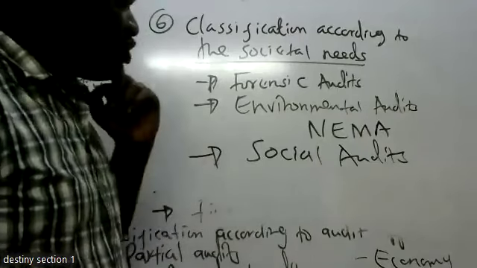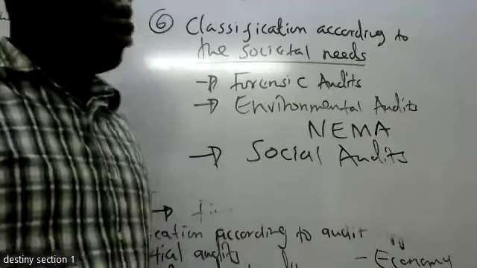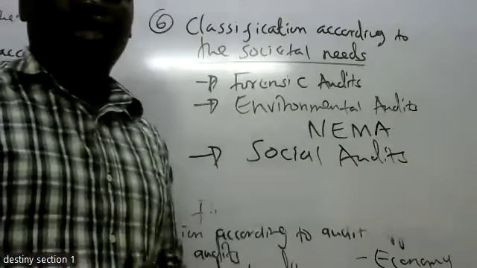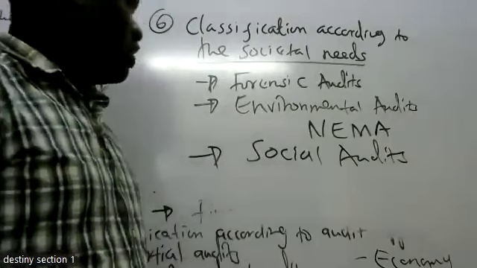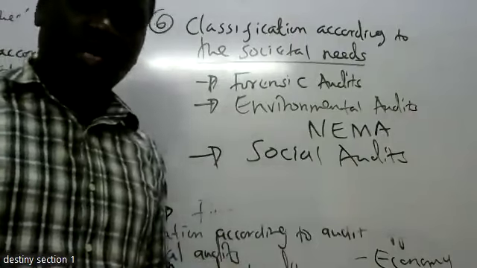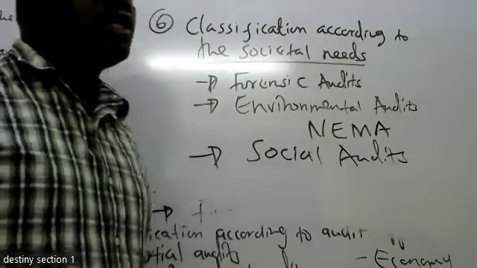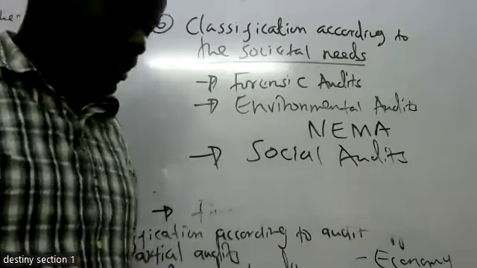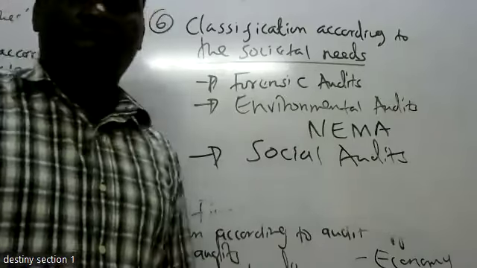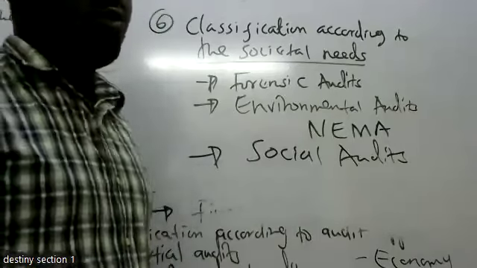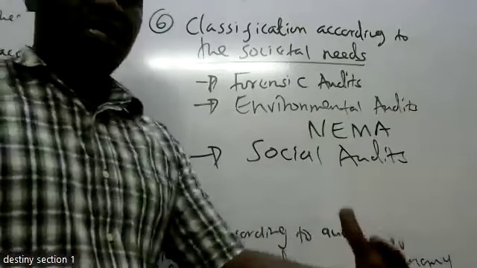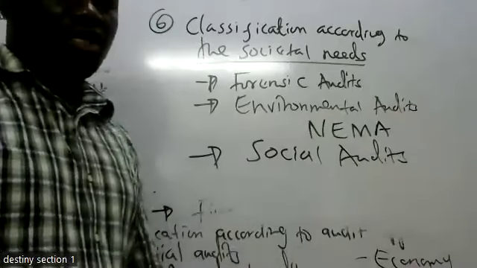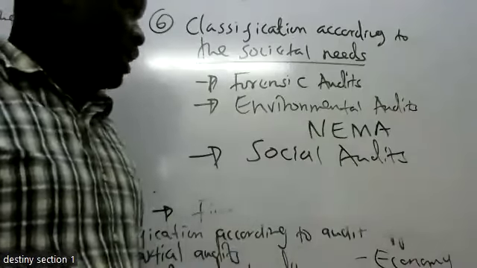So we can undertake a social audit, but these two are sometimes commonly taken together as community projects: the social and environmental audits. This is done to assess the impact of a project on the livelihood of the people residing in a certain area. How positively is it impacting them? How negatively is it maybe impacting them?